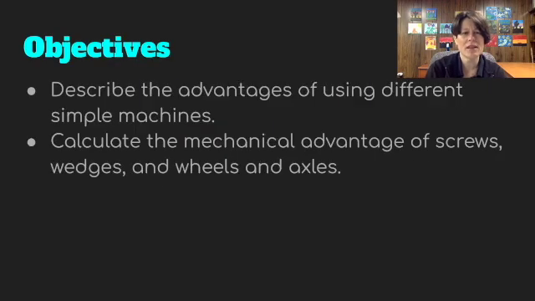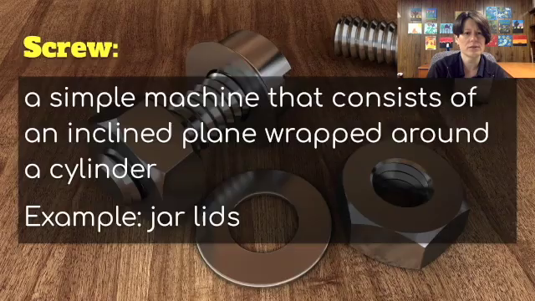So our objectives today are to describe the advantages of using different simple machines and to calculate the mechanical advantage of screws, wedges, and wheels and axles. So a screw is a simple machine that consists of an inclined plane wrapped around a cylinder, and an example is jar lids. So this is a variation on an inclined plane.